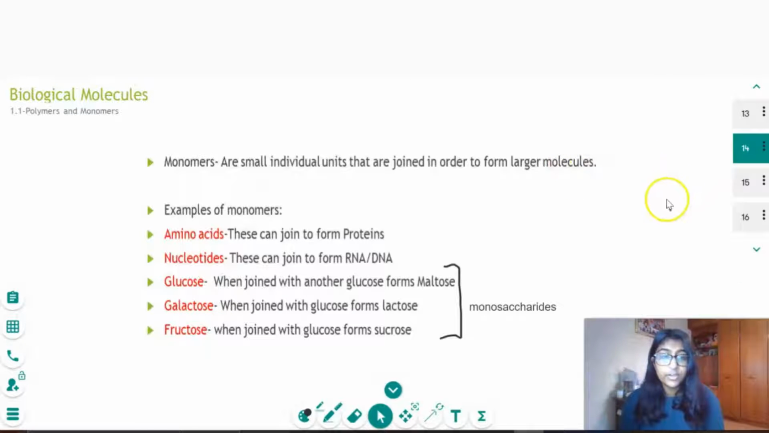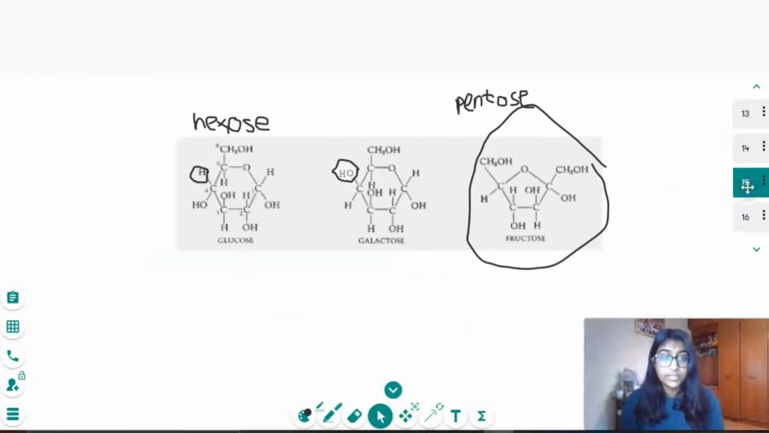Now let's move on and look at these monosaccharides in a bit more detail. So here we have it. At first glance, we can see that glucose and galactose are very similar, whereas fructose is different. Now what is this difference? So we can see that glucose and galactose look a bit like hexagons because of their six-sided shapes, whereas fructose more looks like a pentagon because of its five-sided shape. This is why glucose and galactose are called hexose and fructose is called a pentose.